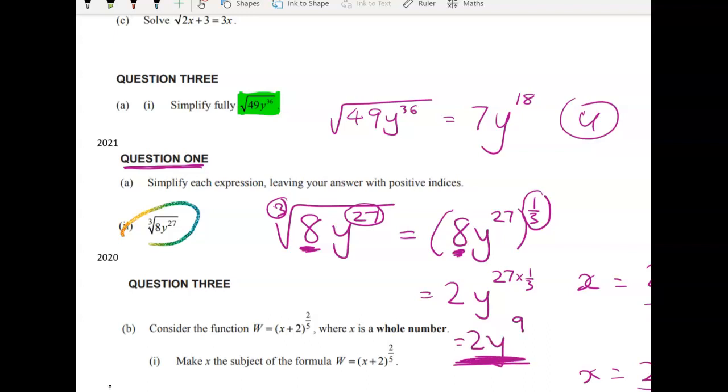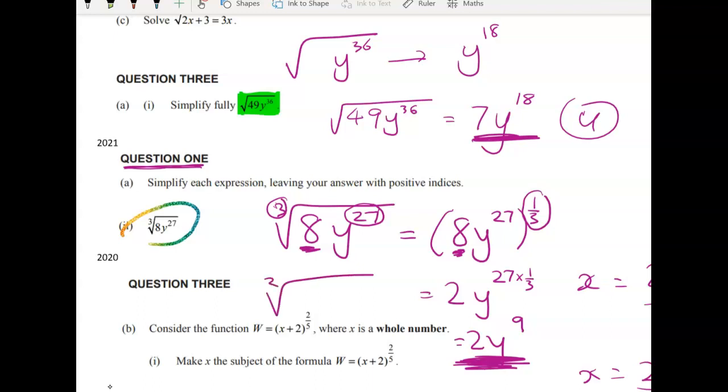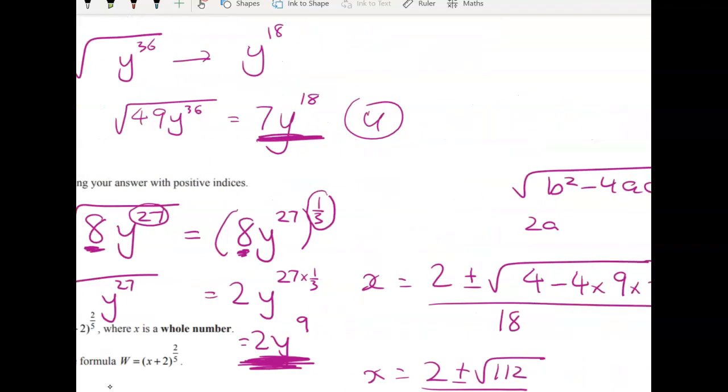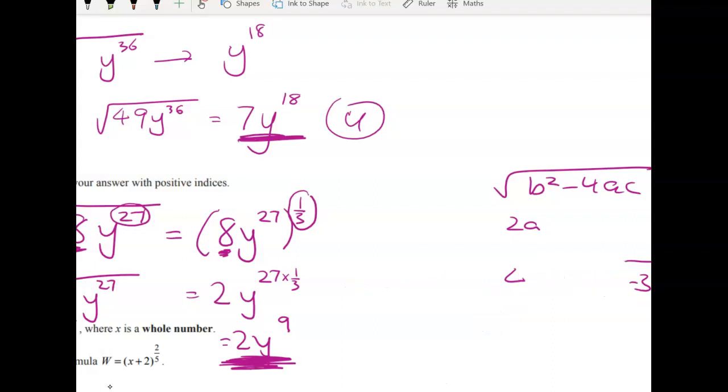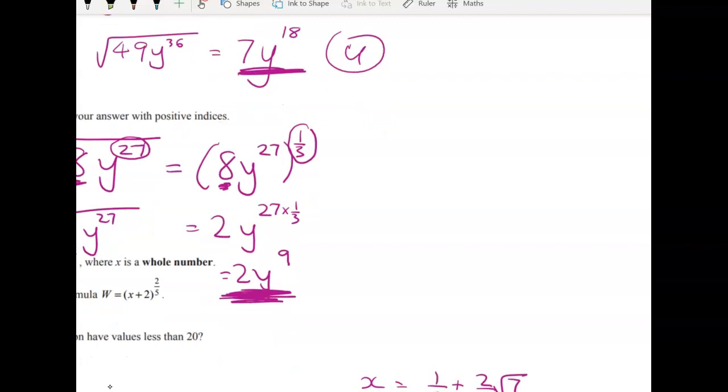So hopefully you can see the similarity between this question and the one we just did up here, where we had the square root and we had y to the power of 36, which ends up giving me blah blah y to the 18. Here we've got the cube root and the y to the 27, so we end up with 2y to the power of 9. And again, the best way to check you haven't mucked those up is just to quickly go backwards and cube the whole thing and see that you get back to the answer.